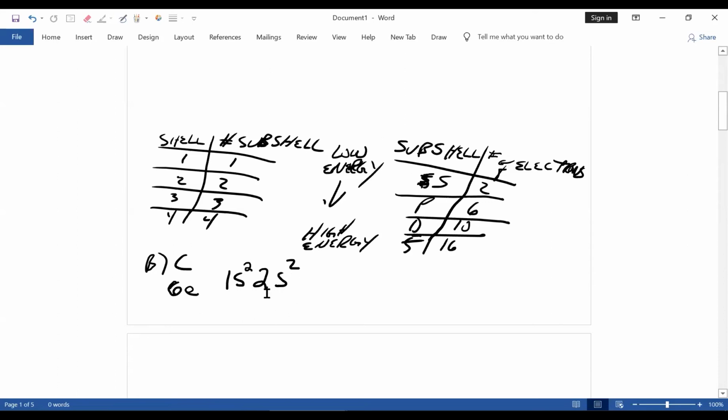2. Well, I filled up 2s, and now how many subshells does shell 2 have? And the answer is 2. The first one is 2s, and the next one is 2p. Now, how many electrons maximum can I put into p? 6. How many do I have to go? 4. 6 minus 2 plus 2 is 4. 6 minus 4 is 2, and I can put them in there.